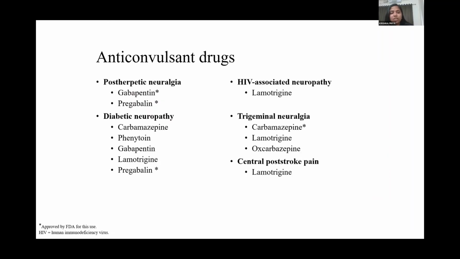So the most commonly used anticonvulsants in various types of neuropathy are as follows. In post-herpetic neuralgia, gabapentin and pregabalin can be used. In diabetic neuropathy, carbamazepine is preferred. In HIV-associated neuropathy, lamotrigine can be tried. In trigeminal neuralgia, carbamazepine is an FDA-approved treatment. And in central post-stroke pain, lamotrigine can be tried.